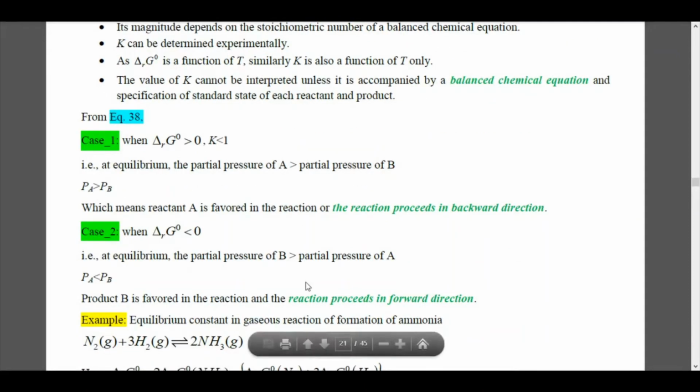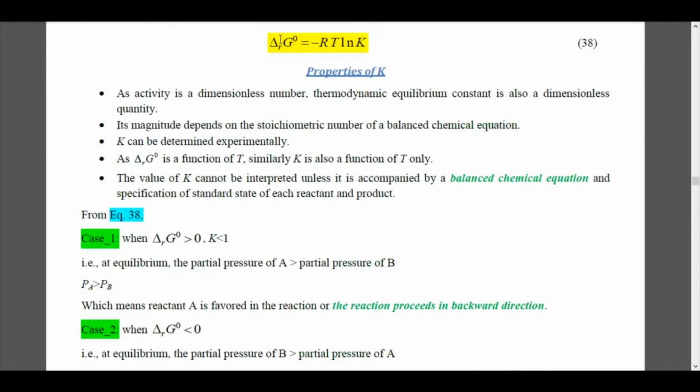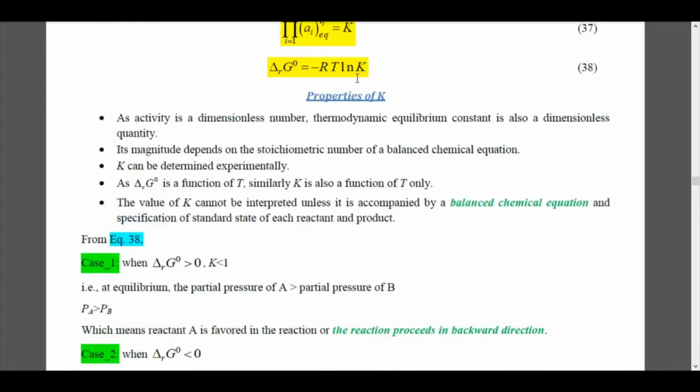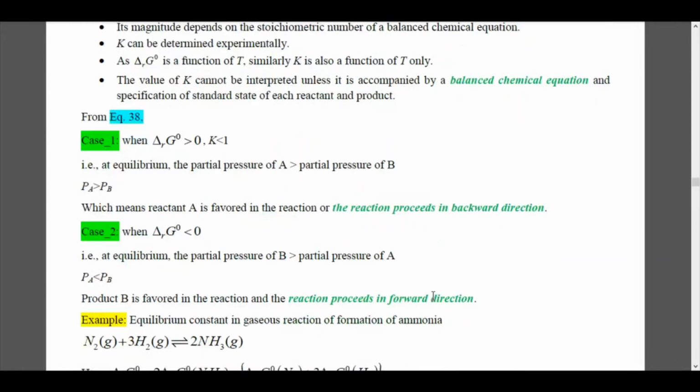Similarly, case 2, when the free energy of reaction at standard state is negative, then what will happen in that situation? When the LHS is negative, what will be the magnitude of K? K is again directly related to partial pressure. So I can write partial pressure of B, or partial pressure of product, is greater than partial pressure of A, or partial pressure of reactants. So product B is favored in the reaction and the reaction proceeds in the forward direction.